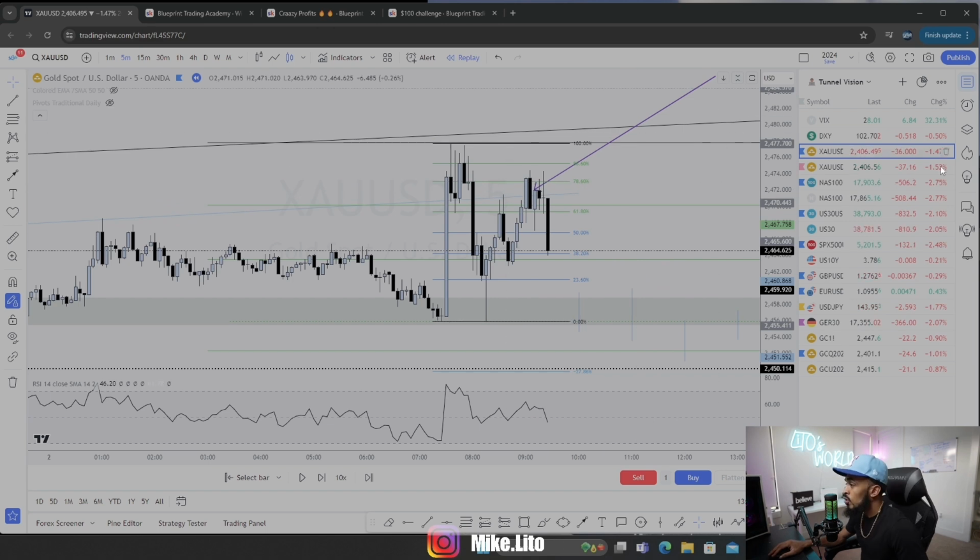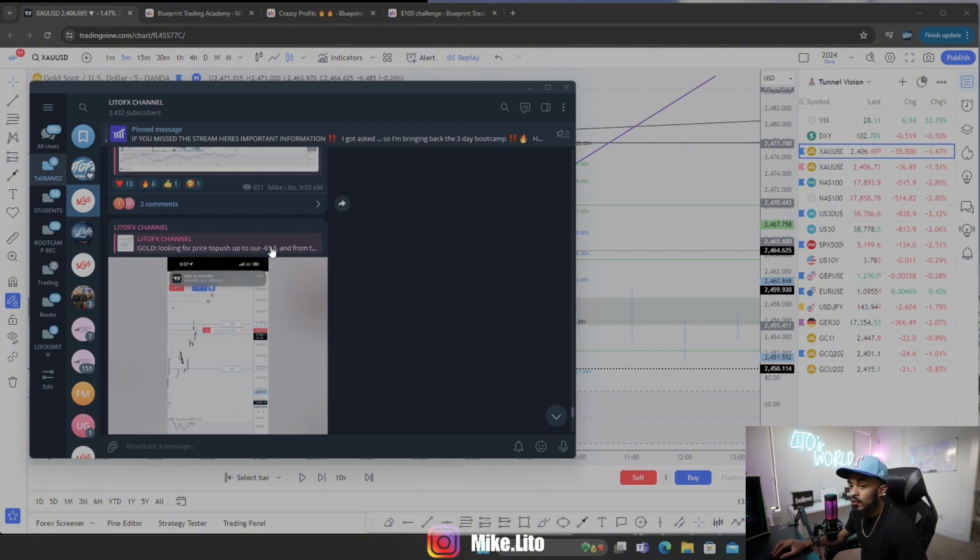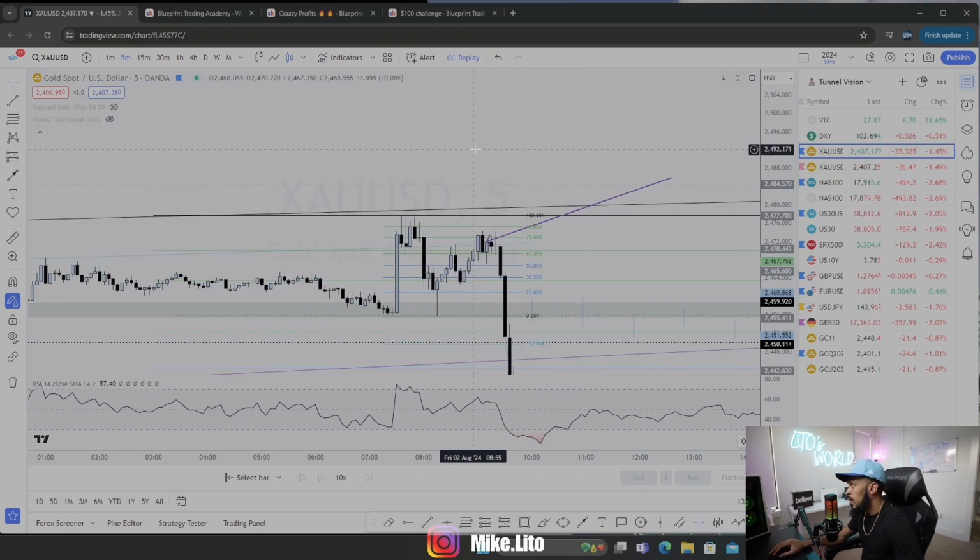So I'll show you guys what I was pretty much analyzing. I'll show you my free Telegram chat here. I was telling guys I was looking for these sales here. We'll need to see a valid break of structure to validate the drop, and then retest, and we'll look to keep falling. And then I called the signal for my Blueprint Trading Academy.